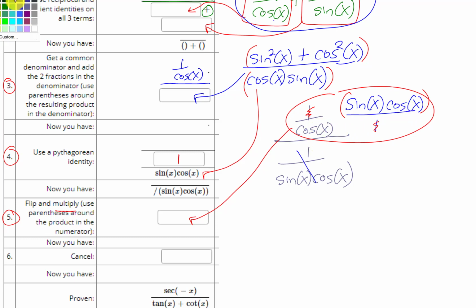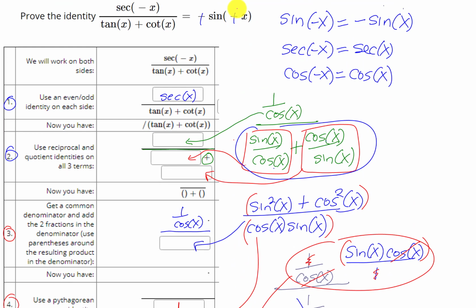All right, then it says to cancel. And so in this next step, we could cancel the cosine in the numerator and the cosine in the denominator, so that's just going to leave us sine x. And if we look back at the top, we were trying to prove that that left-hand side did equal sine x.